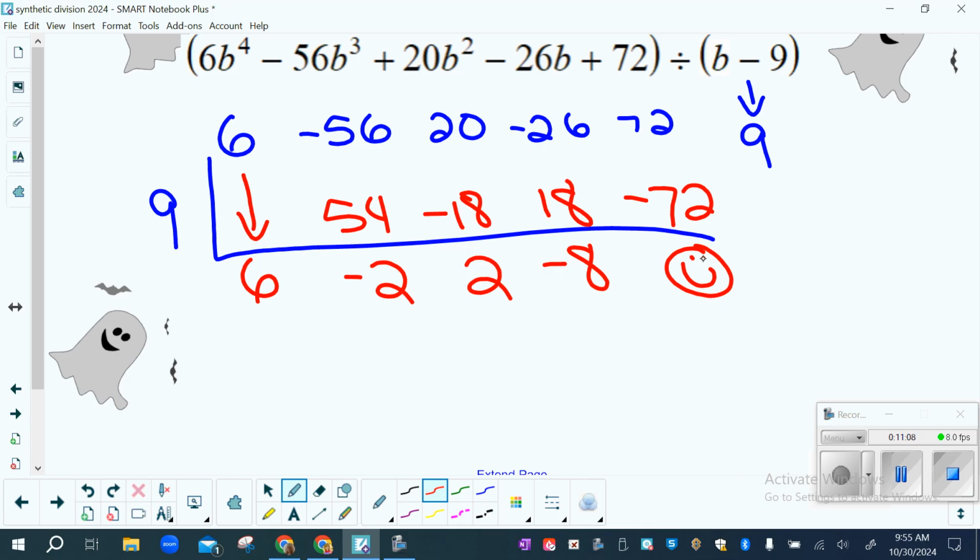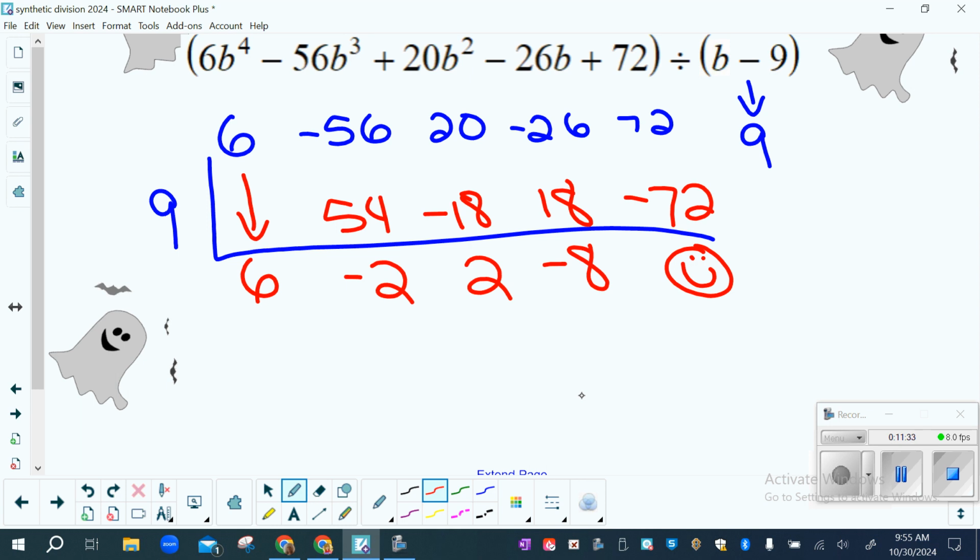Because here's what that means. It means this guy went in here perfectly. It means it's a factor. Like if we said, is 5 a factor of 35? Yeah, because it goes in perfectly with no remainder. So what I'm asking you now, is this guy a factor? Yeah, because you've got no remainder. And that is awesome.